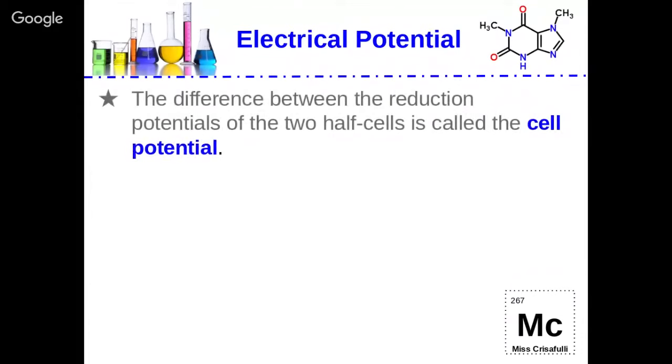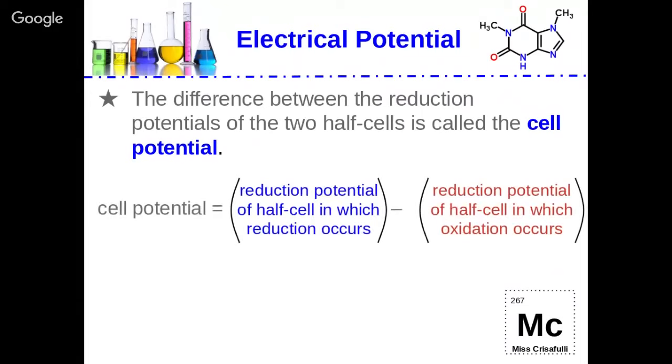The difference between the reduction potentials of the two half cells is called the cell potential. So the cell potential is equal to the reduction potential of the reduction half cell minus the reduction potential of the oxidation half cell.